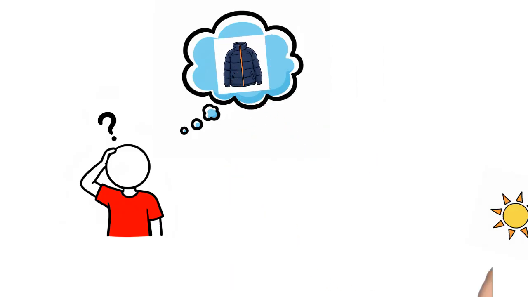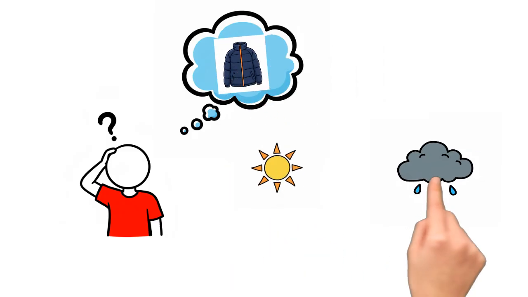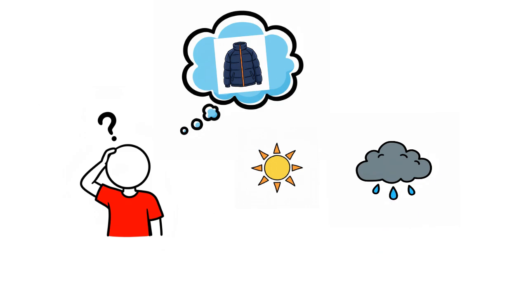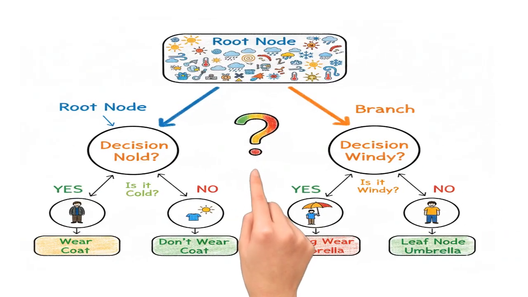Every morning, you make a simple decision. You look outside and ask yourself, do I need a coat? You check the sky, you notice the temperature, maybe you even think about the wind. Without realizing it, you are following a series of small questions. If it's cold, wear a coat. If it's warm, don't. This step-by-step thinking is not random. It follows a structure. In the world of data science, this structure is called a decision tree.